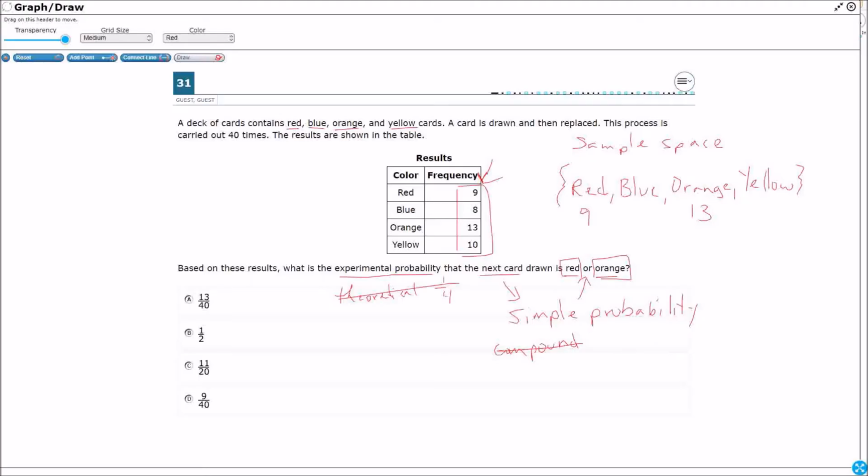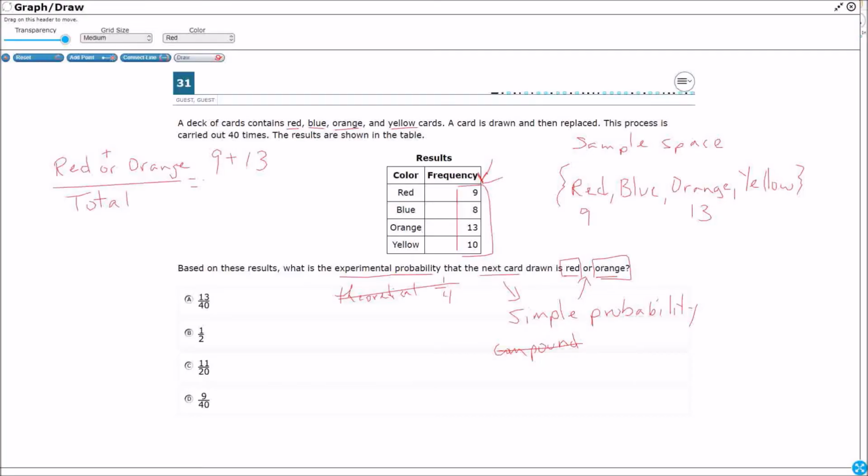So if it's red or orange, we can actually combine those two. What we're going to do is set up a fraction like this. Red or orange is going to be my numerator. And then my total, your denominator, is always going to be your total. And that's going to show you the probability. So my red is 9. My orange is 13. We've already said that since you've got this word or, if it can be either one, that means we need to add these two.